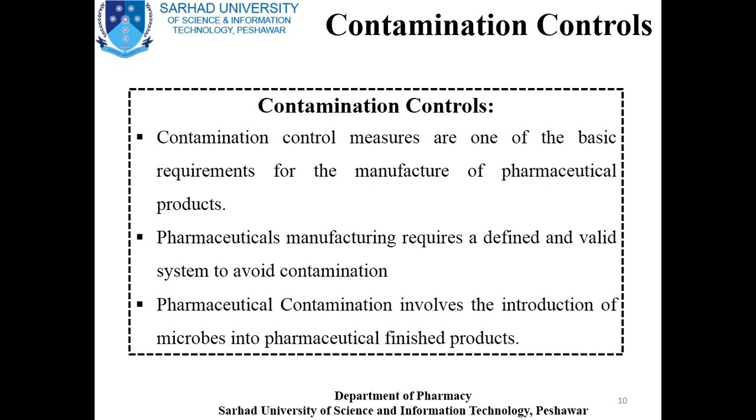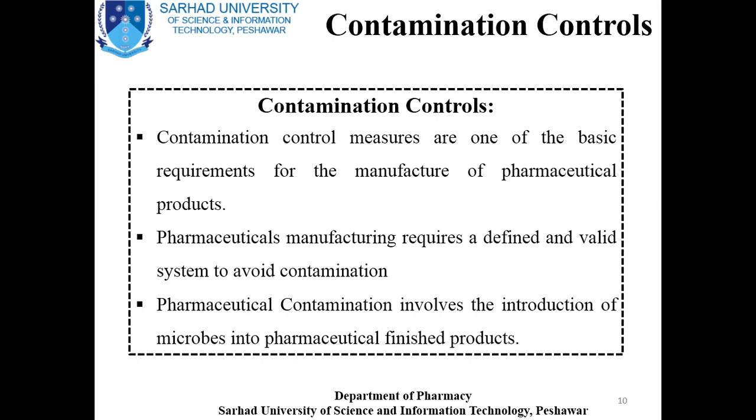There are different steps involved in contamination control. Contamination control is important, and there are several reasons why. Contamination control measures are one of the basic requirements for the manufacture of pharmaceutical products. If I am going to prepare any pharmaceutical product, it is essential to control contamination and to measure the control of contamination. It is one of the basic requirements in the manufacturing of any pharmaceutical product.